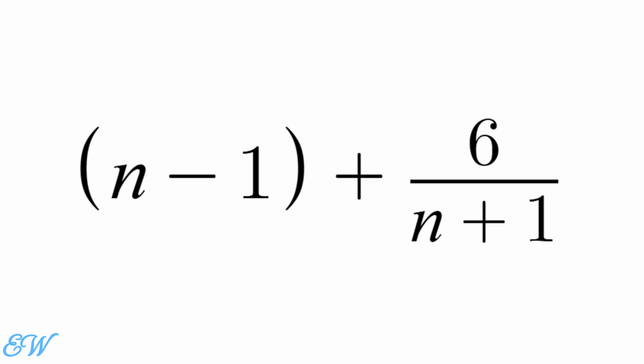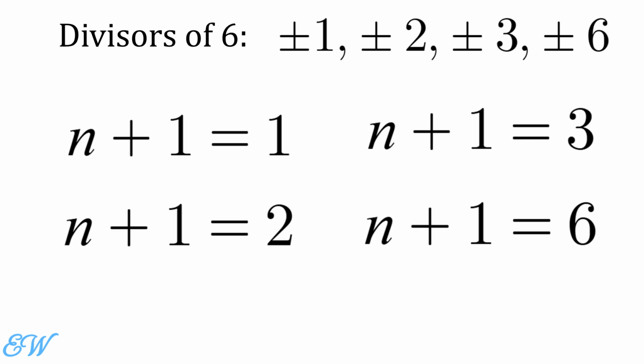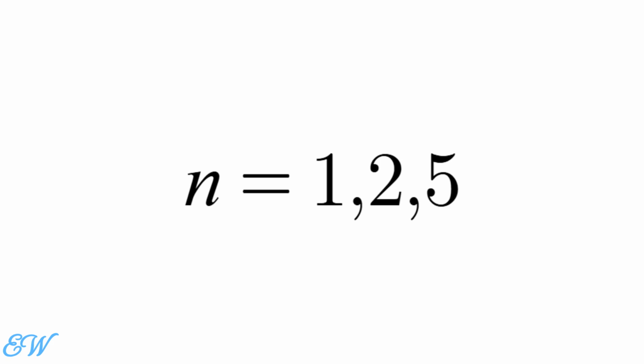We must prove that 6 over n plus 1 is an integer, which means n plus 1 is a divisor of 6. Now we know that the divisors of 6 are plus or minus 1, 2, 3, and 6. So we can set n plus 1 equal to the positive versions of all those numbers. Now we get that for this problem, we had three solutions. N is equal to 1, 2, and 5. Note that 0 is not positive, so it is not a solution to our problem.